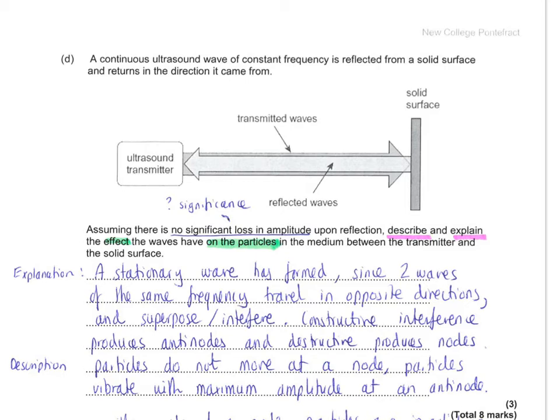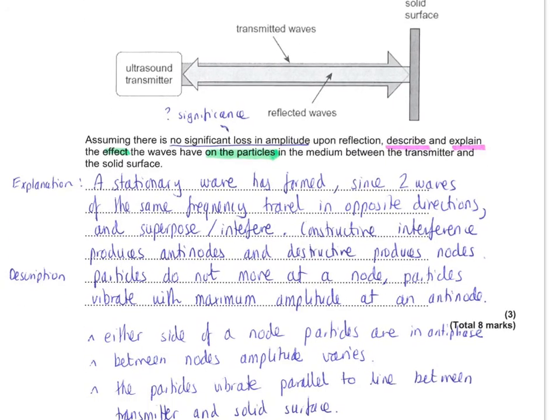So we're going to have waves travelling in 2 different directions. That's going to form a stationary wave. The significance of why they've told us that there's no significant loss of amplitude is it means that the antinodes will have twice the amplitude of the individual waves and the nodes will have 0 amplitude. If your 2 waves are significantly different sizes, you can still arguably have a stationary wave. It's just your nodes won't be 0, your antinodes won't be twice the size.